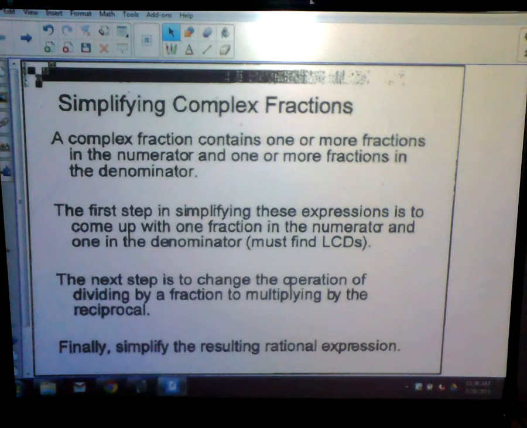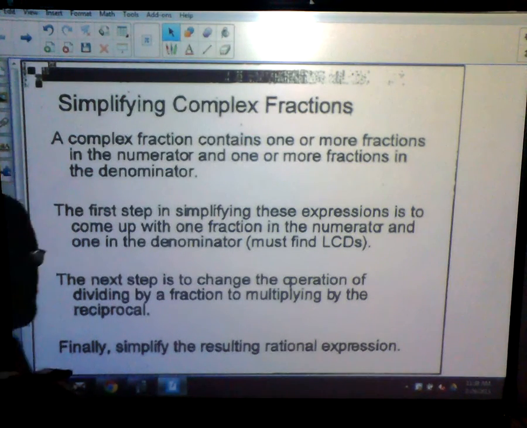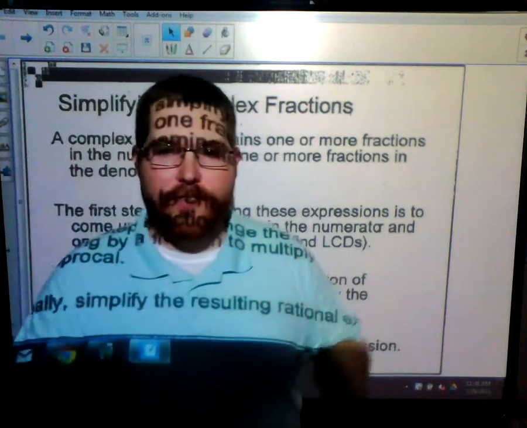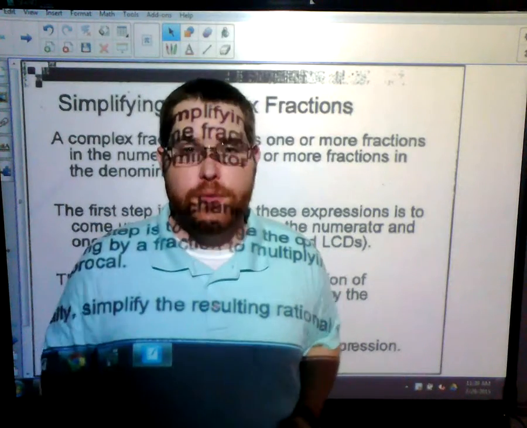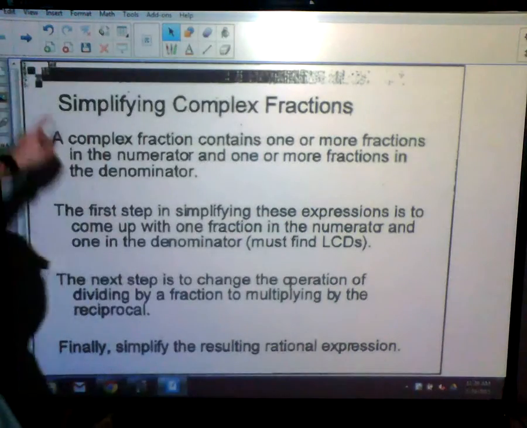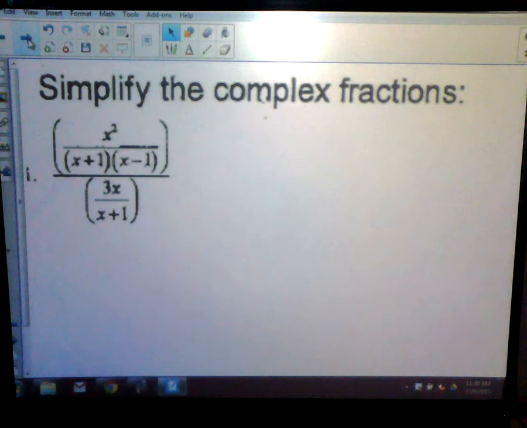Okay, so I have one fraction on top and one fraction on bottom. And then we're going to turn the division into a multiplication by flipping the bottom. And then we're going to simplify. So these are no different than a combination of the division problems we did 2 classes ago and the addition and subtraction problems we did in the last set of notes. So let's take a look at an example here.